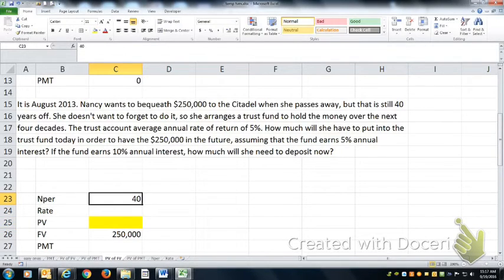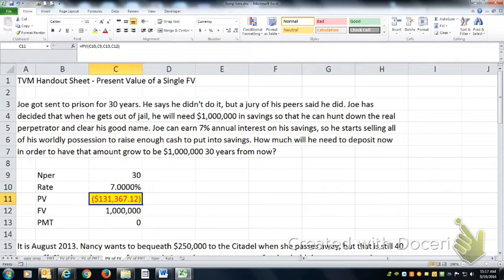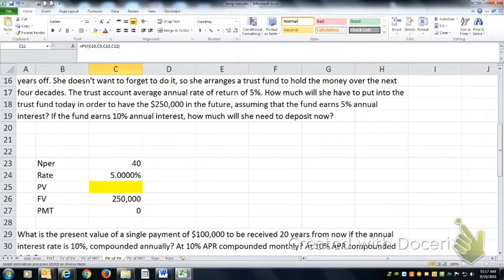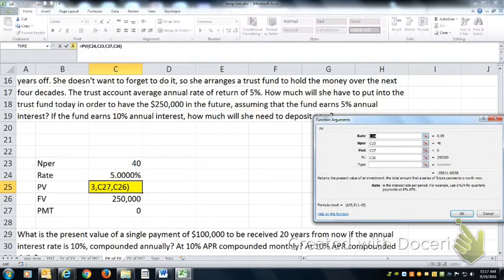She's got 40 years to save, and the account earns 5% annual interest. And there'll be no other intermediate payments. Now, I'm just going to copy this down, because since I'm using cell references, it'll automatically do the calculation for me, and I can always check that. The rate, C24, number of periods, C23, payment, C27, future value, C26.